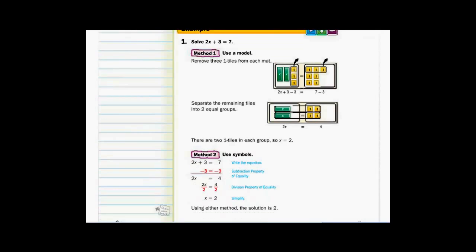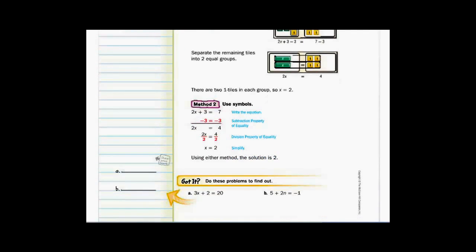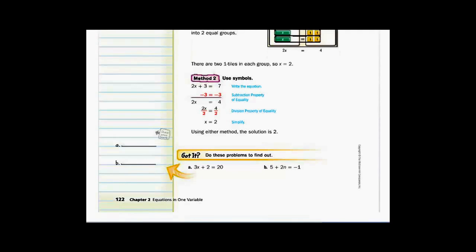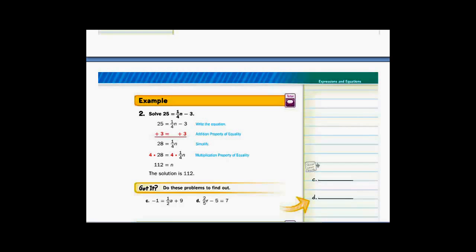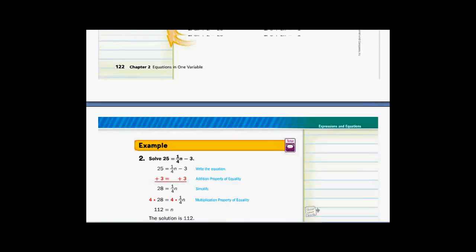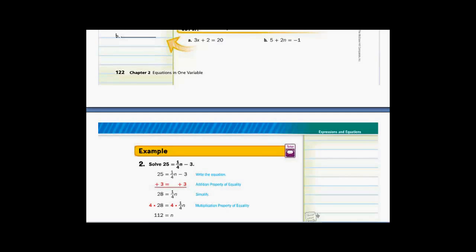All right, so this is what we just did. We did the symbol part of it. I want you to pause it and try these, A and B. Try A and B right there. All right, back with me. Let's work these out together.